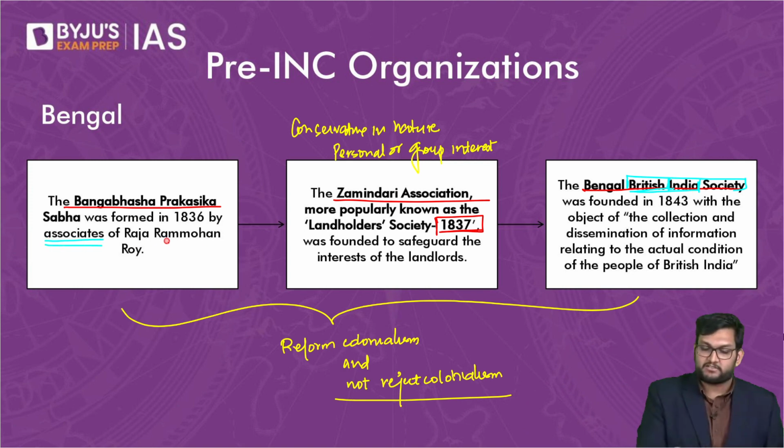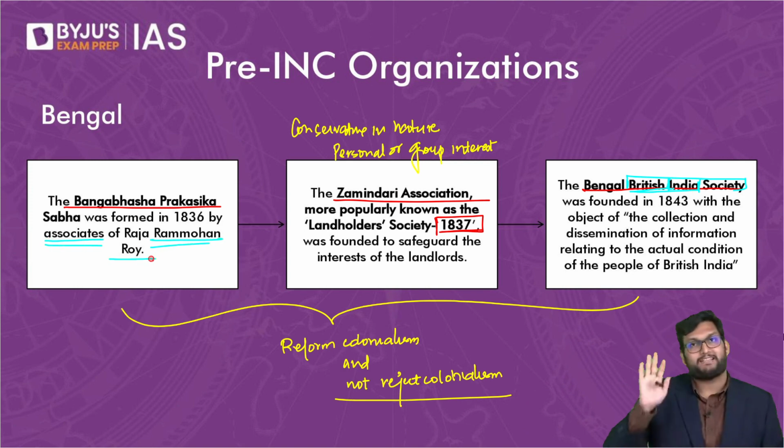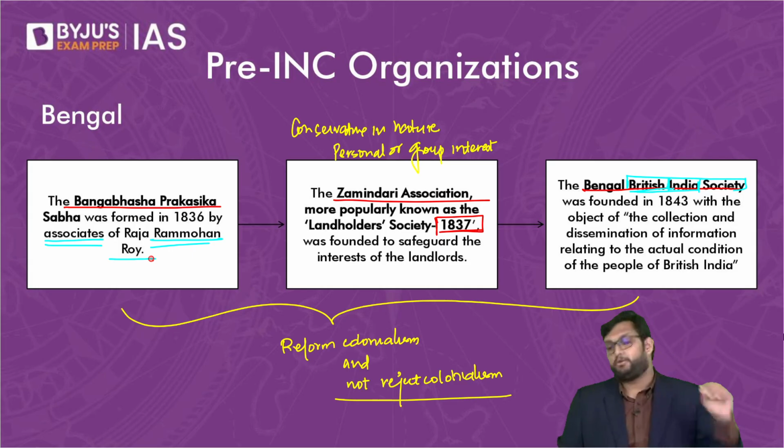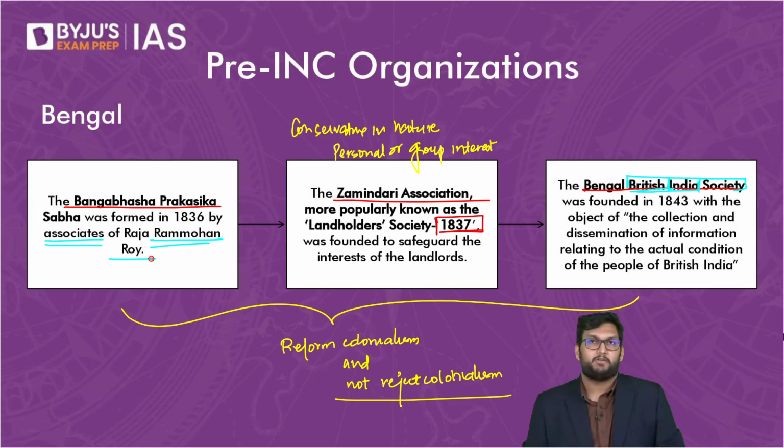Associates of Raja Ram Mohan Roy. I know Raja Ram Mohan Roy is dead in 1833, but these were his associates, his friends, and he laid the foundation for that. Now, you need to remember this for the examination. So how do you remember this for the examination? You remember it like this.